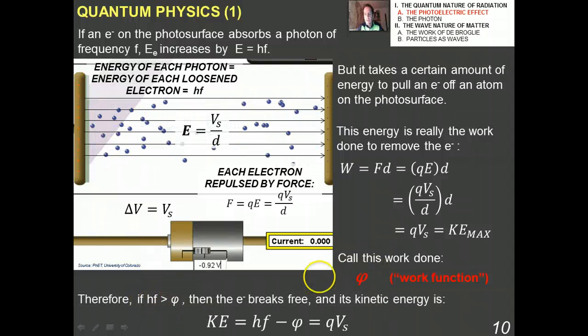Now, if the energy is greater than phi, then the electron breaks free, and its kinetic energy is now hf, which is its energy, minus the work function. That's KE max, and that's going to be hf minus phi equals QVs. So you might want to pause this particular slide and really look at my mathematical rationale of how I get to this statement. This is a very important algebraic statement that we're going to use a lot. Notice also that the current in this circuit is 0.